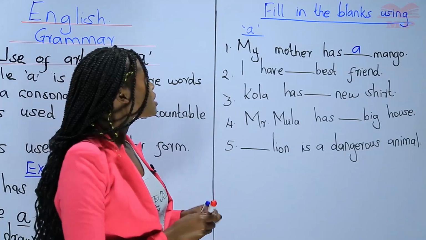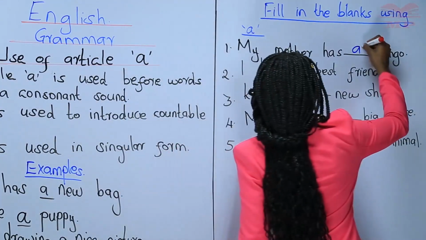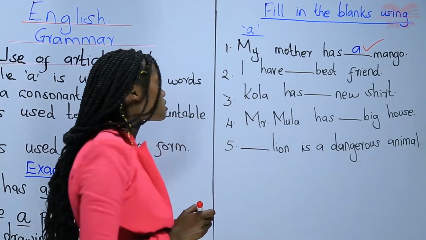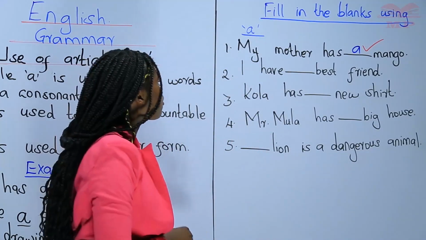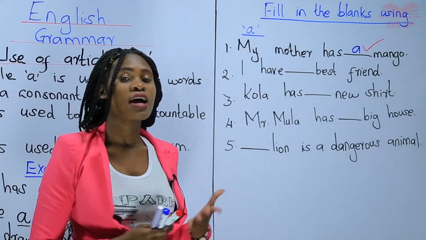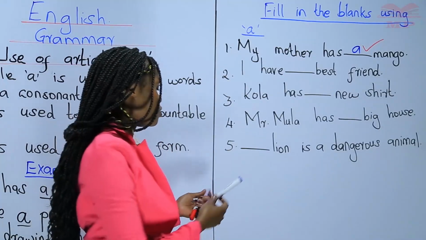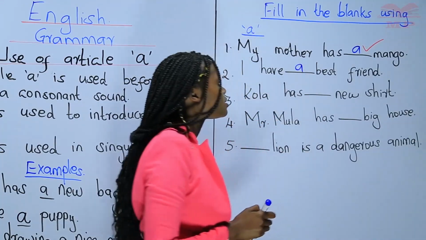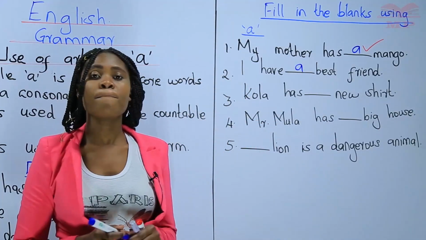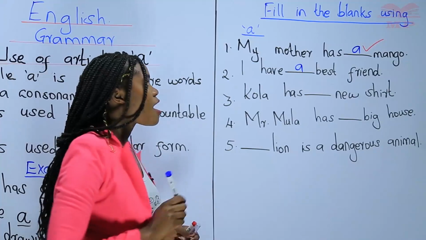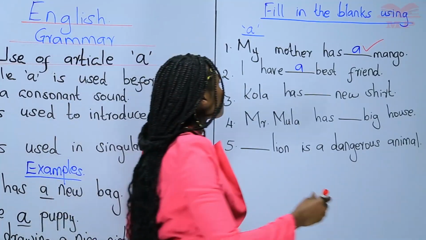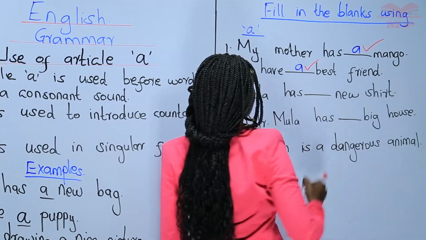Your sentence is supposed to read that my mother has a mango. So if you have the correct answer, give yourself a mark using a pen of a different color from what you've used to write. Question 2, I have dash best friend. You also fill in the blank space with a. Then you read the whole sentence. I have a best friend. If you've written the correct answer, give yourself a mark.